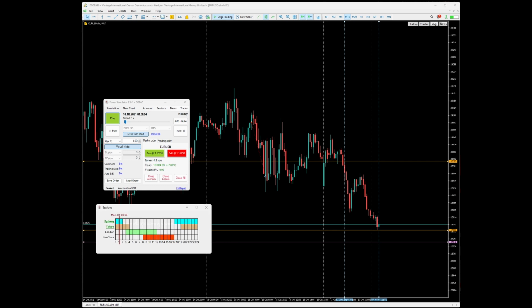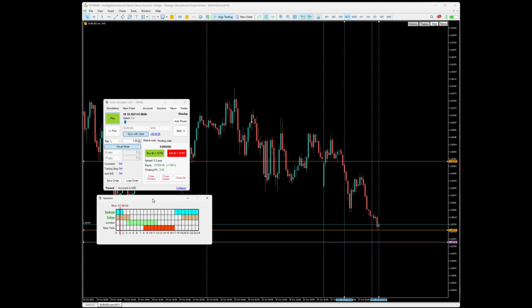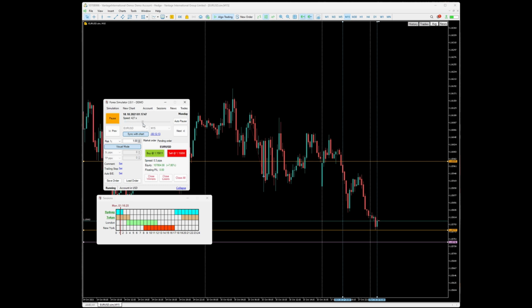So sessions. It would be nice to see the sessions. I don't know where the sessions are anymore. There they are. Okay. So what do we want? We want to see price coming into this and create a market structure shift again and CISD. So M15, play slowly.